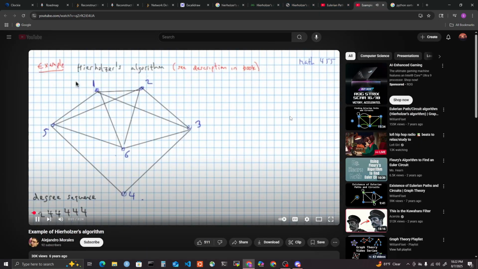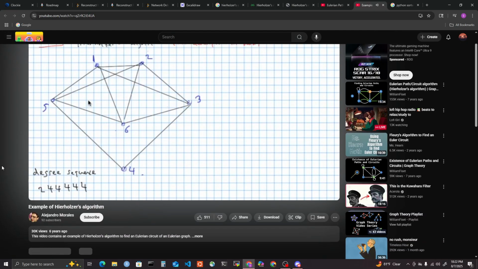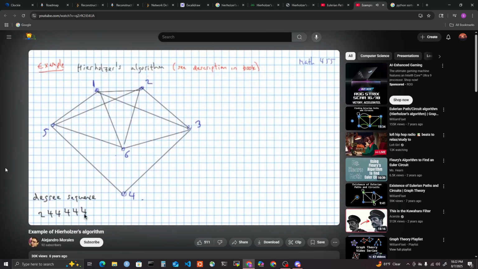So the goal of this video is to give an example of Hierholzer's algorithm to find an Eulerian circuit. So here we have a graph that's connected, and we know it's Eulerian because its degree sequence is all even. So how do we find an Eulerian circuit? So the first step is to find a circuit in the graph. So for example, I'm going to start with this 4 cycle in the bottom.